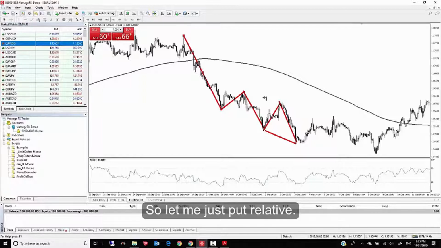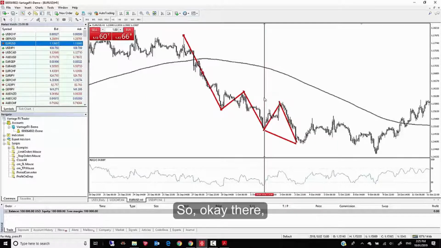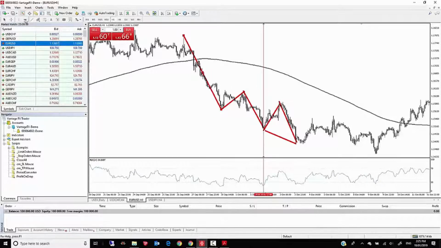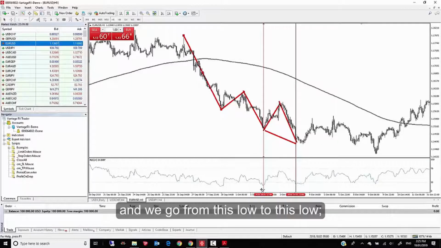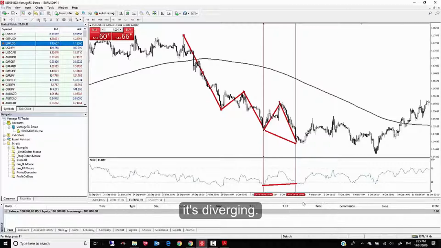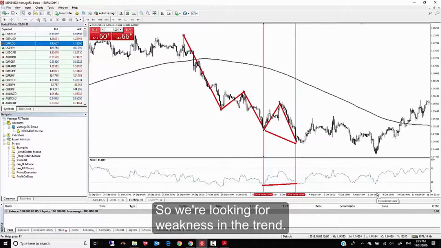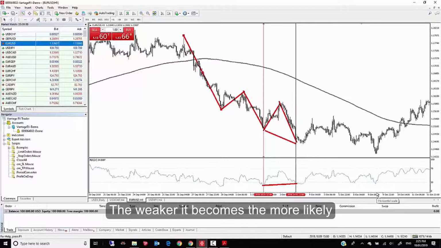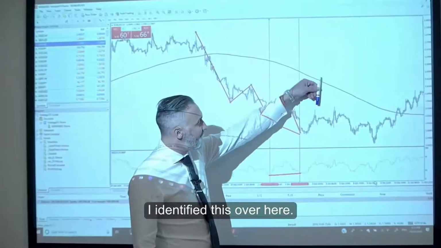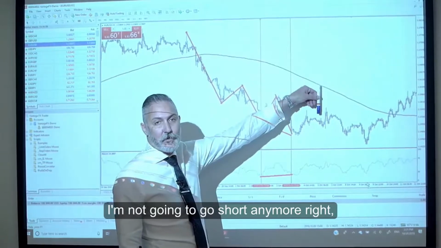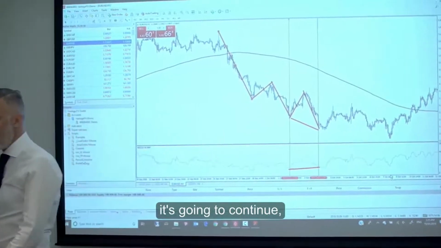So let me just put relative, so, okay, there. And there's that low there, and we go from this low to this low is diverging. Okay? Does that make sense? All right. So we're looking for weakness in the trend. Okay? The weaker it becomes, the more likely, well, let's just stop going short in this case. I identify this over here, I'm not going to go short anymore, right? Because I've got a lower probability that it's going to continue.